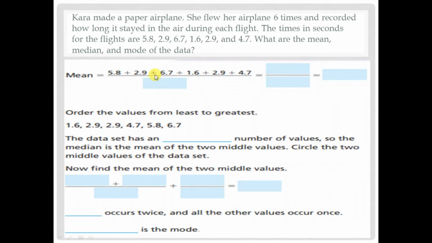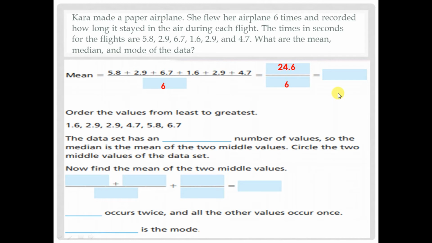And we said the mean is the average of the numbers. We have to add them together, the sum of them, divided by the total number of them. So add them together: 5.8 plus 2.9 plus 6.7 plus 1.6 plus 2.9 plus 4.7. And divide by how many numbers there are. That will be the mean, the average of them. How many numbers? 1, 2, 3, 4, 5, 6. So we're going to divide by 6. Now, if you add them together, it will give you 24.6. Divide that by 6.